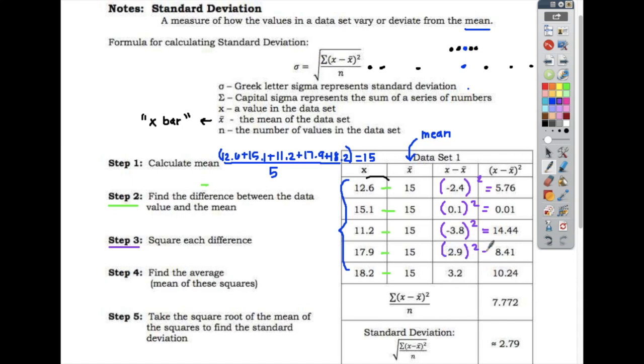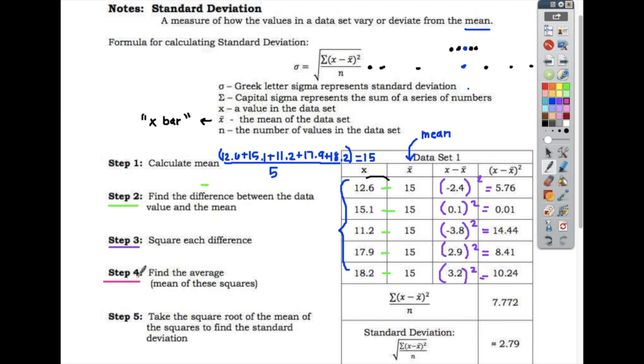2.9 squared equals 8.41. And 3.2 squared equals 10.24. So that is step 3, just squaring all those values. Remember your parentheses. Step 4. Now we are going to find the mean of those numbers that we just got.